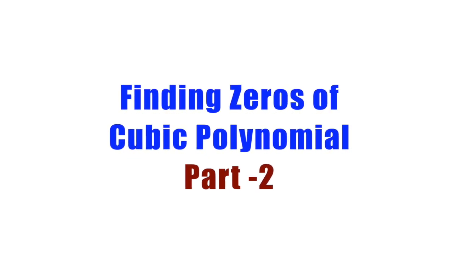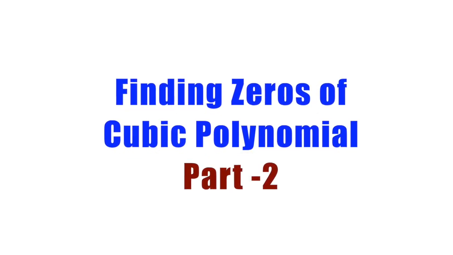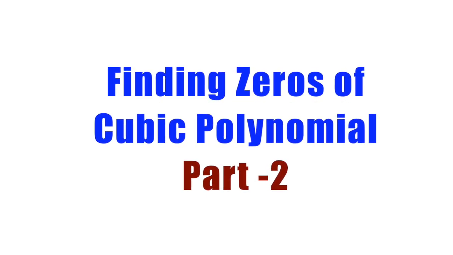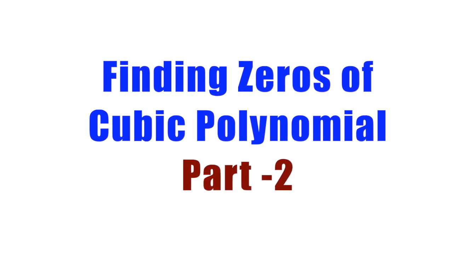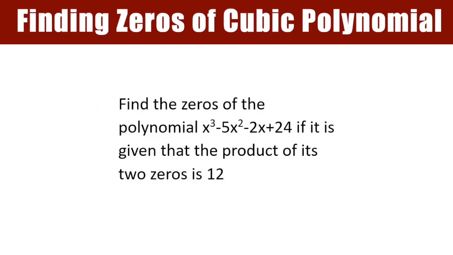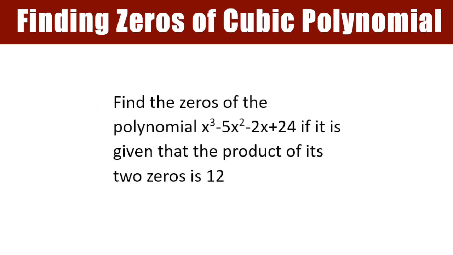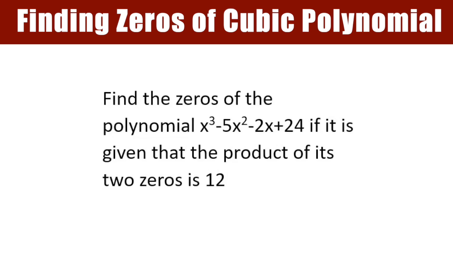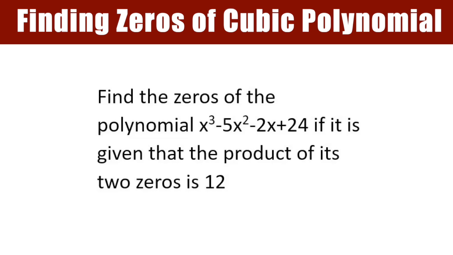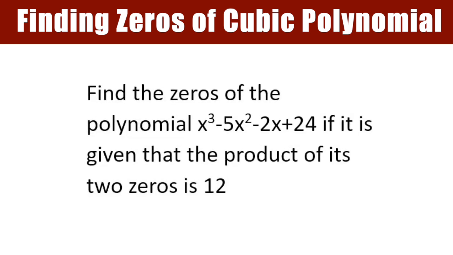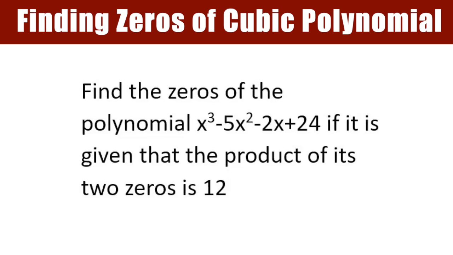In this video, we are going to calculate the zero of a cubic polynomial wherein certain input conditions are given. Let us now look at the numerical. Find the zeros of the polynomial x cubed minus 5x squared minus 2x plus 24 if it is given that the product of its two zeros is 12.